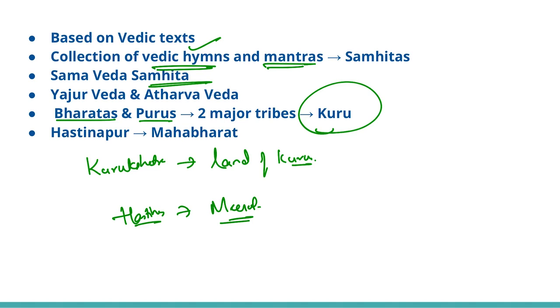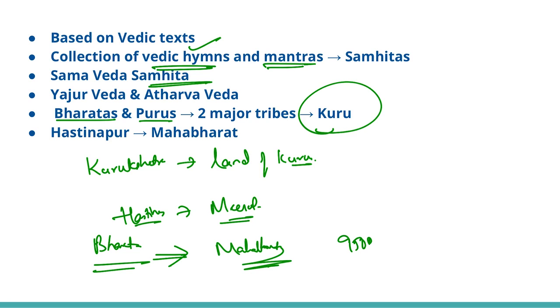The history of the Kuru tribe is very important in the Battle of Bharata, which was the main theme of the great epic Mahabharata. This war was supposed to have been fought around 950 BC between the Kauravas and Pandavas. Both belonged to the Kuru clan, and as a result practically the whole of the Kuru clan was wiped out.